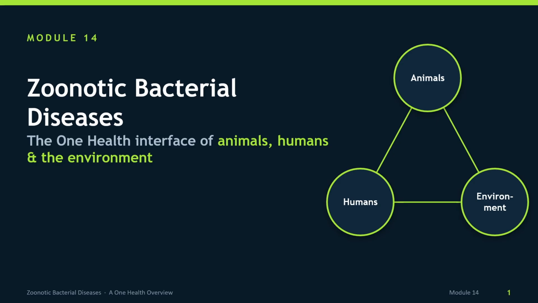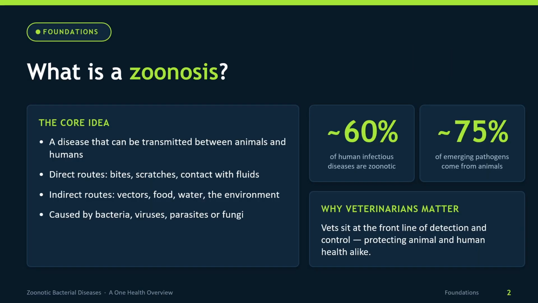By the end of this session, you'll have a clean mental framework for the major zoonotic bacterial pathogens, how they spread, what they do, and why veterinarians play such a critical role in preventing and controlling them. Let's get to it. A zoonosis is any disease that can be transmitted between animals and humans.